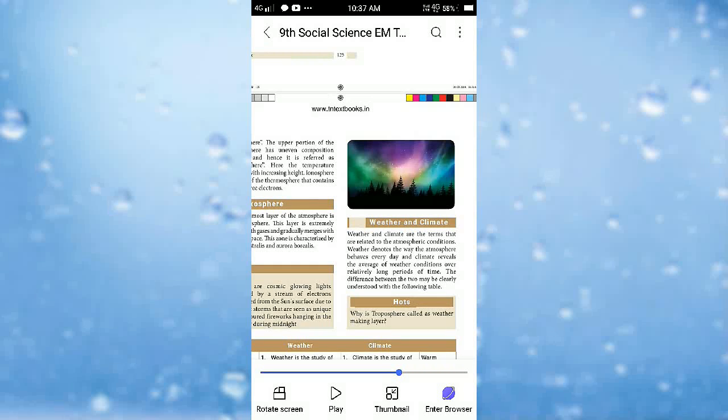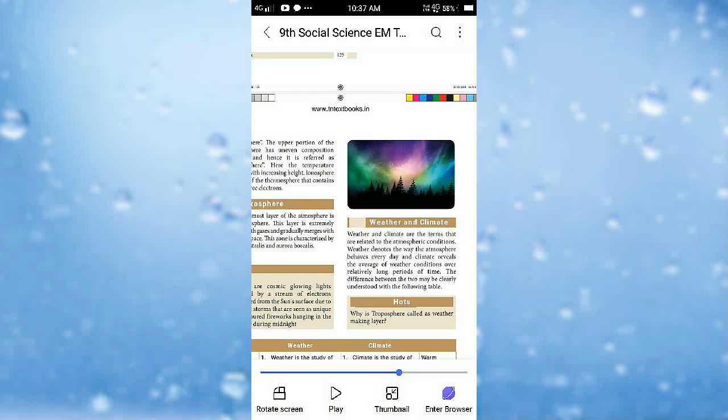Weather and climate. What is the meaning of weather and climate? Weather is the study of atmospheric conditions for a short duration over small areas. Climate is the study of the average weather conditions observed over a long period of time for a large area.